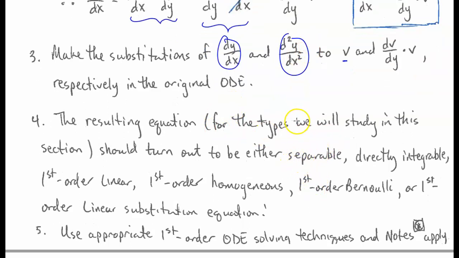And then, of course, once we do the substitution, just like we talked about before in the part 1 video, what we end up with will either be separable, directly integrable, first order linear, first order homogeneous, first order Bernoulli, or first order with the ability to have a linear substitution. And depending upon what type of equation it is, that lets us know how we're going to solve it.